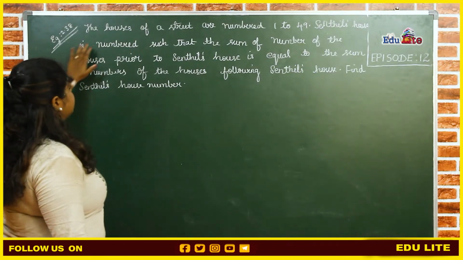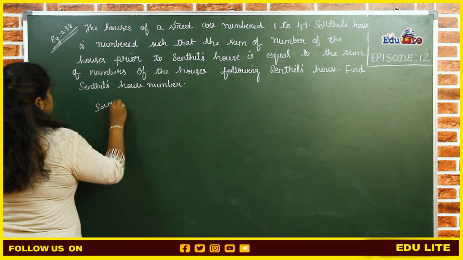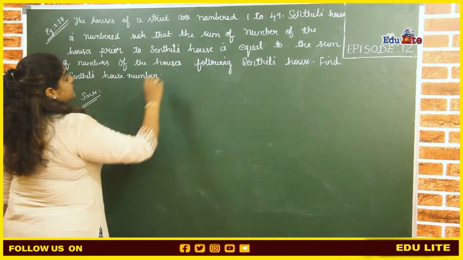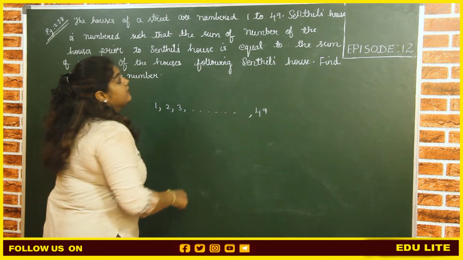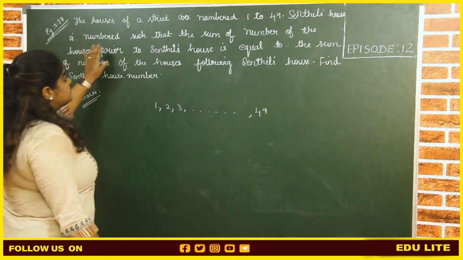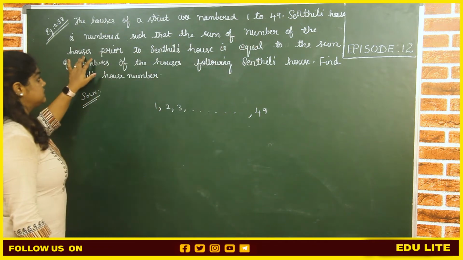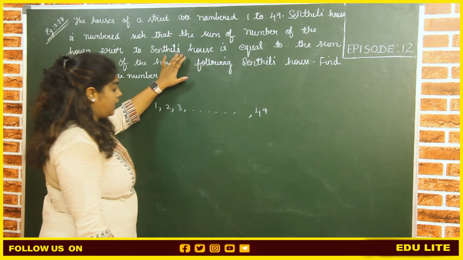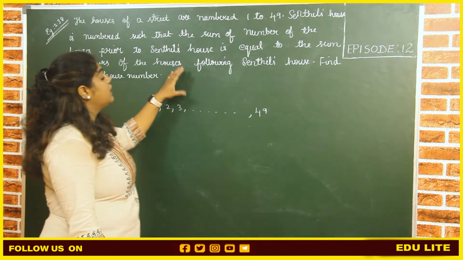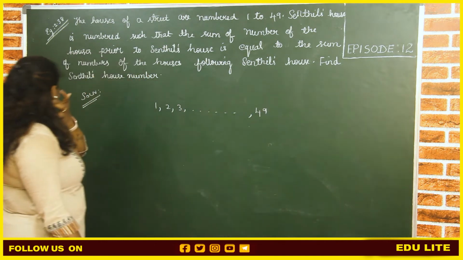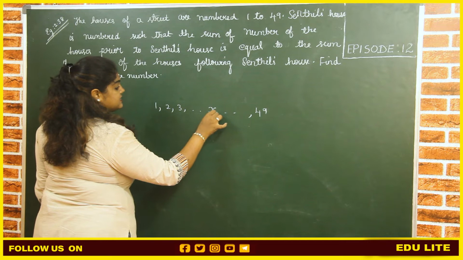In the next problem, it is given that the houses of a street are numbered 1 to 49. So the houses of the street are numbered 1, 2, 3 up to 49. Senthil's house is numbered such that the sum of the numbers of the houses prior to Senthil's house is equal to the sum of the numbers of the houses following Senthil's house. Now, we need to find Senthil's house number. Let us consider Senthil's house number as x.